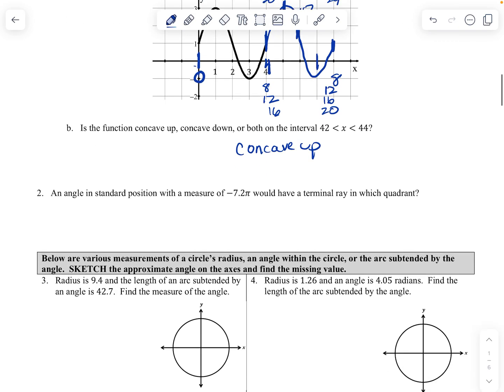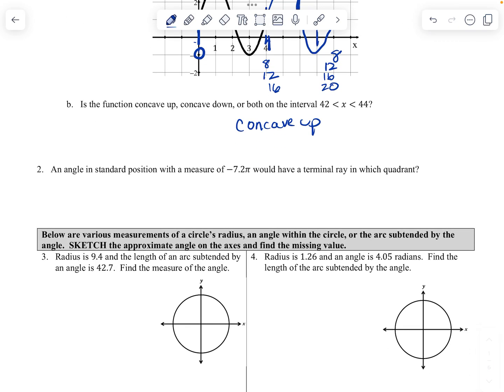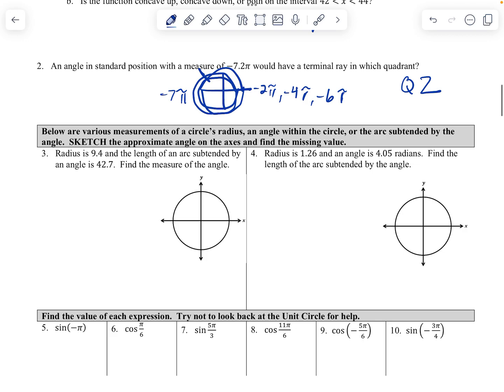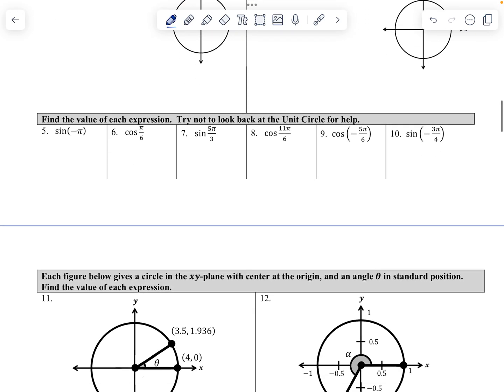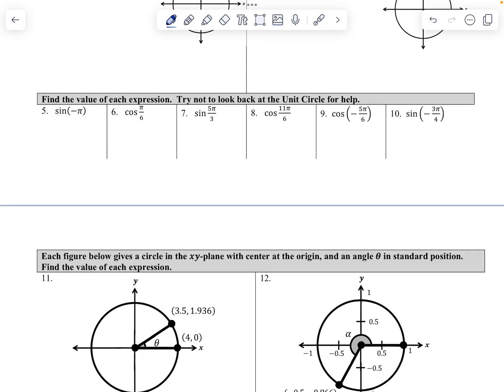So an angle in standard position is negative 7.2 pi. What would that be? Well, if we went backwards all the way around, that's negative 2 pi. Around again would be negative 4 pi. Negative 6 pi. Around here would be negative 7 pi. So it would be right over here in quadrant 2. Then we said let's not worry about 3 and 4. So number 5. Find the value of each of these.